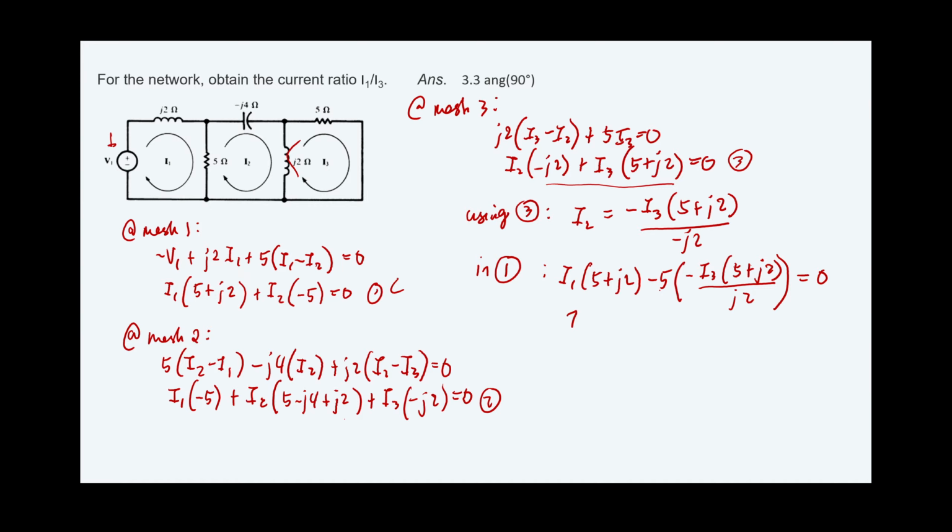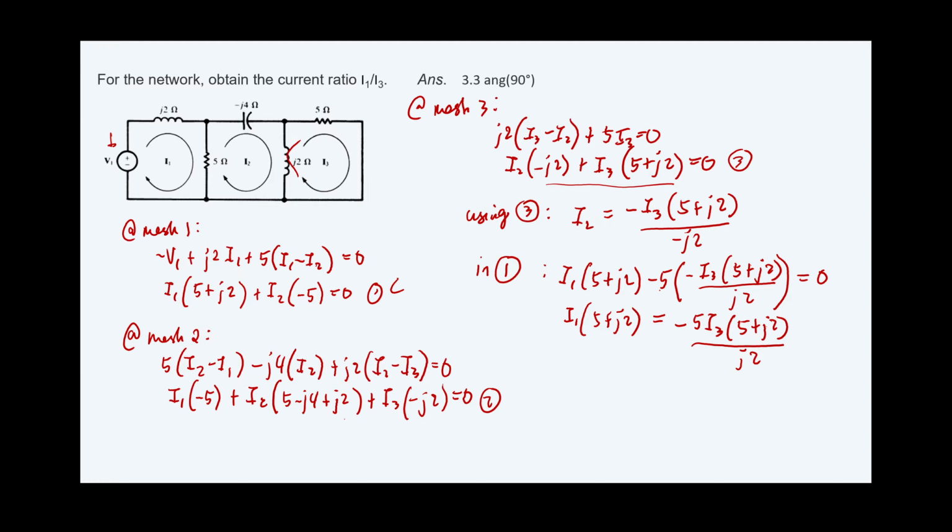So you have I1 here, just remain I1, times (5 plus J2), and then transpose the other term. This is one term, right, in your algebra. So transpose that one, becomes positive 5 times the one inside, so this becomes negative 5 I3 times (5 plus J2) divided by J2. Okay, so we're almost done.